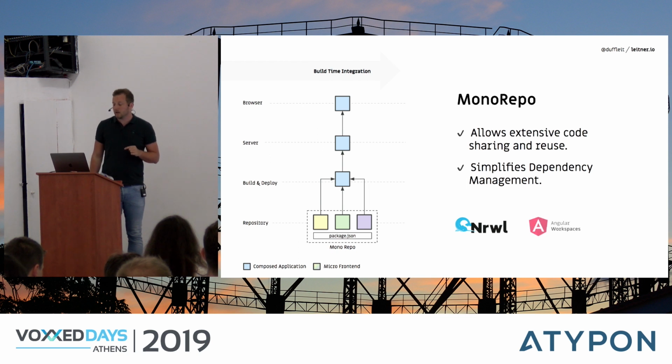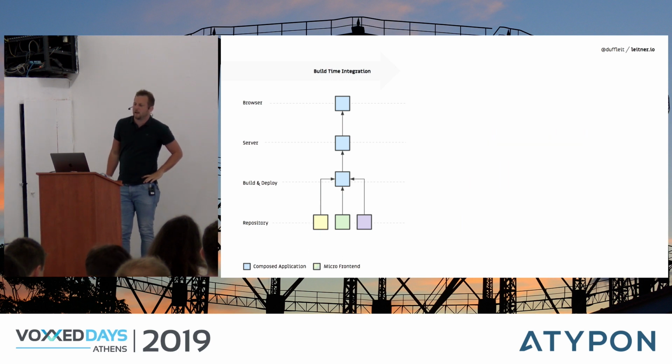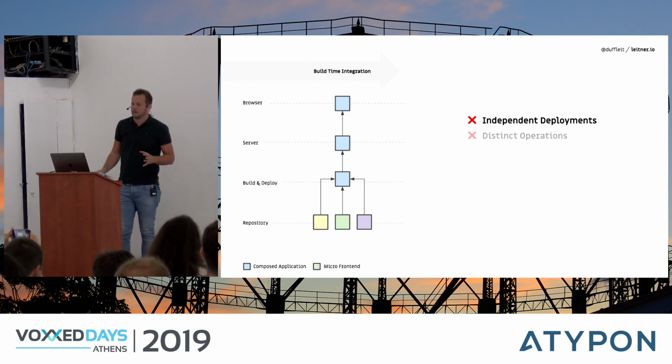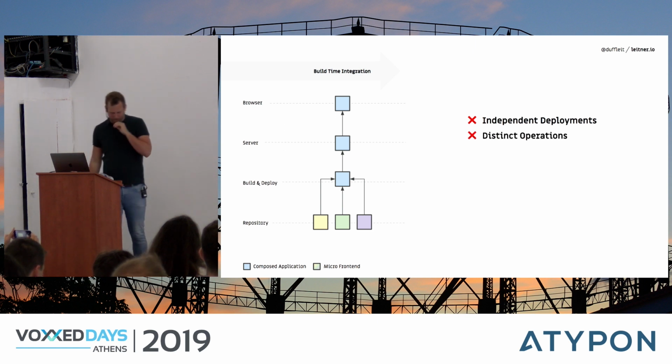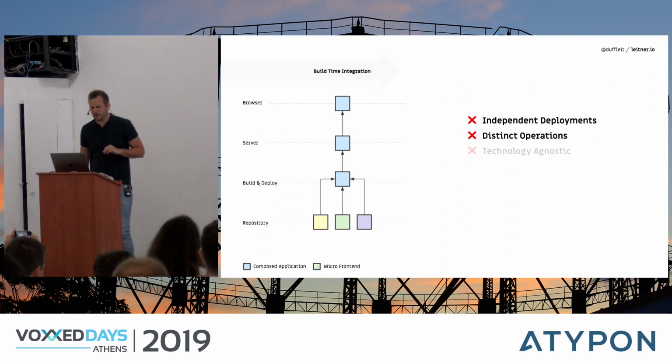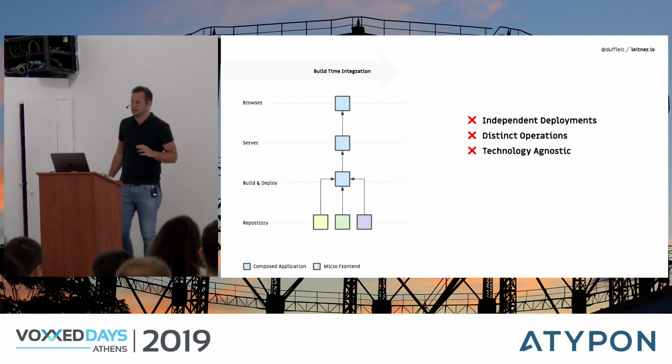And the second one is Angular workspaces. So with Angular 6, we got this workspace feature, and this is also a good fit if you want to go with monorepos. So this sounds promising. If we take a look again at our bullet points, we don't have independent deployments yet. That's clear. We build it once and deploy it all together. We don't have distinct operations. If something fails, it usually will fail for all the other applications also, and we are not technology agnostic. I mean, that's the whole idea of monorepos, to not be technology agnostic, right?